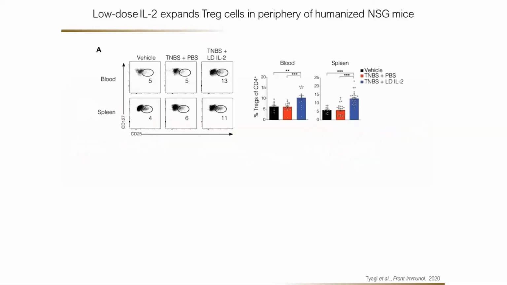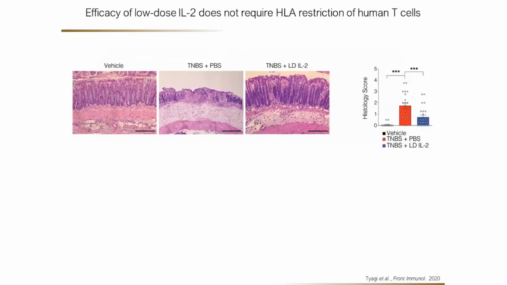But what we found was that in the NSG animals, you don't need HLA restriction to expand human Tregs in the periphery, as you can see in the blood and spleen. Data that I'm not showing is that we did not see appreciable expansion in the mesenteric lymph node or colon, which is kind of similar to what I showed for the DR1 or the HLA expressing animals. And by histology, we can see that again, very similar. While the low-dose IL-2 does not totally prevent inflammation in the colon, it's improved.